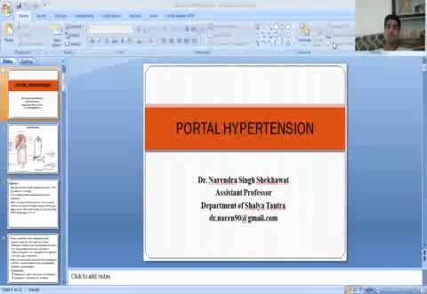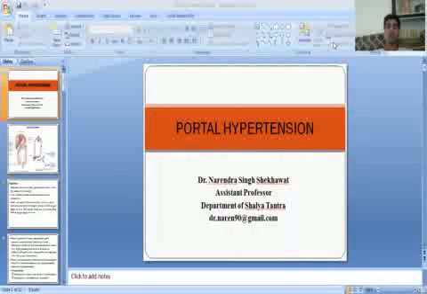In previous classes, we discussed the anatomy of the liver and disorders of the liver. In today's class, we will discuss portal hypertension.